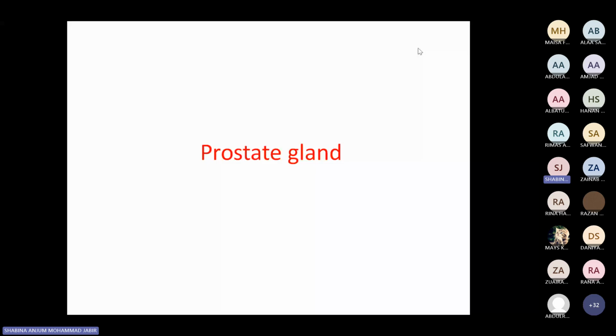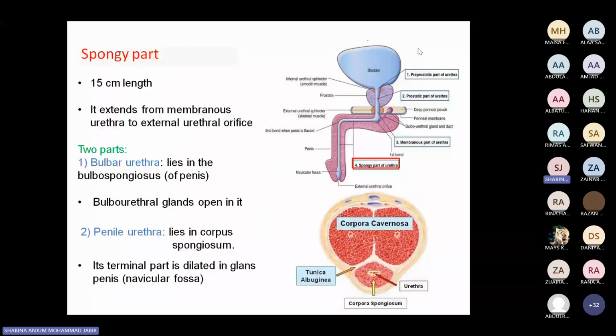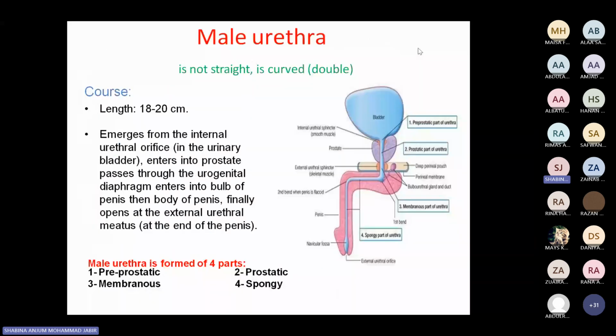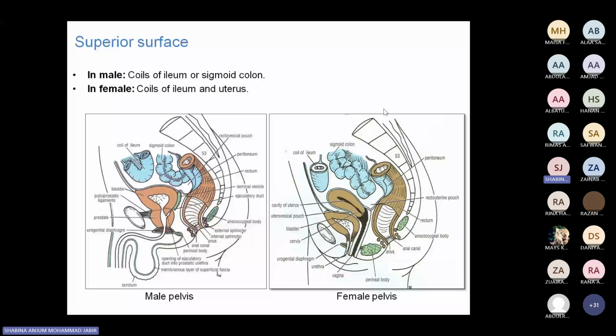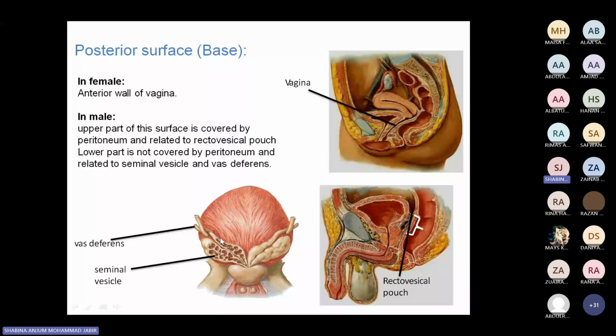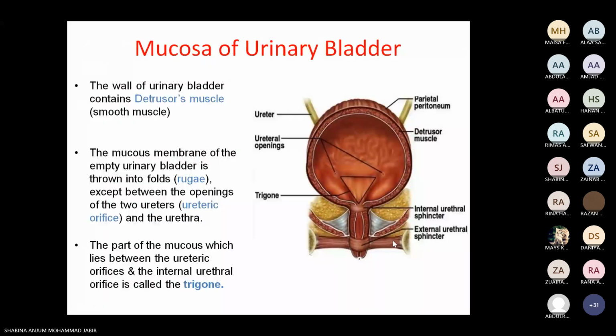We have models for the urinary bladder, like the posterior one. We have the section of this also, the posterior surface of the urinary bladder. We have the model showing the vas deferens and seminal vesicle, which join to form the ejaculatory duct here, which will open into the prostatic urethra. Any questions? What is the trigone? What is the muscle of the urinary bladder known as? Detrusor.